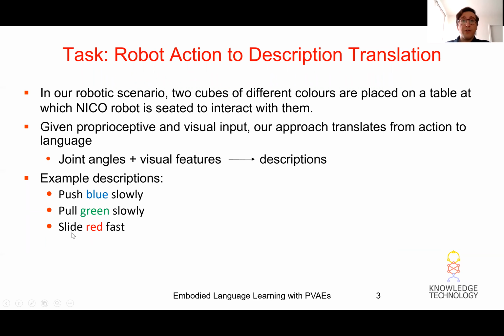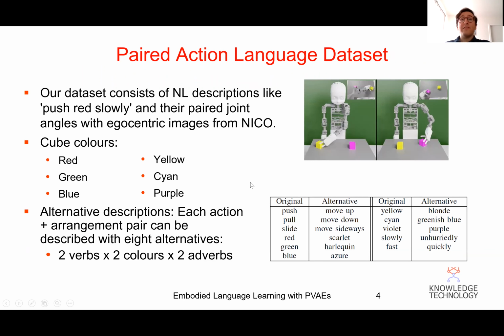Here, the first component describes the action type, the second is the color of the object, and the third is the speed at which the action is taken. The dataset we used is called the Paired Action Language Dataset, and it consists of natural language descriptions such as "push red slowly" and their paired joint angles with egocentric images from Nico.